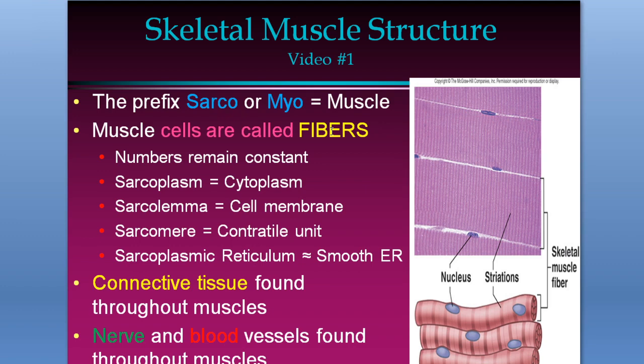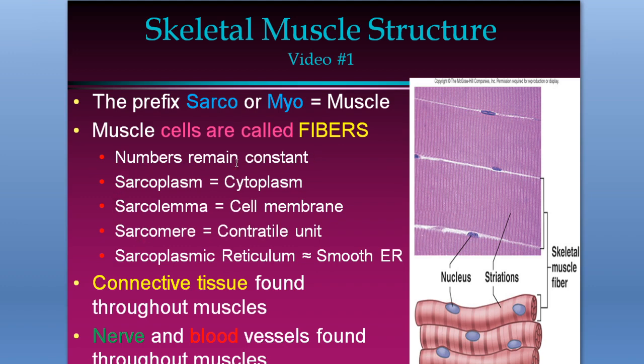So a mature muscle cell, we actually call it a muscle fiber. What's really cool about this is it says the numbers remain constant. You're born with the same amount of muscle cells that you have throughout your whole life. Unfortunately, we can lose some, but you never add muscle fibers to your muscles. When you work out, and if you build muscle, you're just adding proteins to the muscle fibers you already have. You don't make new or more muscle fibers.